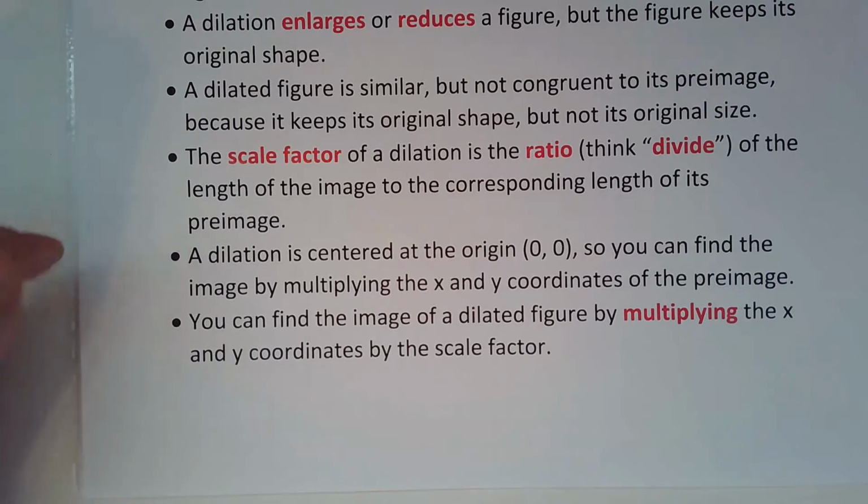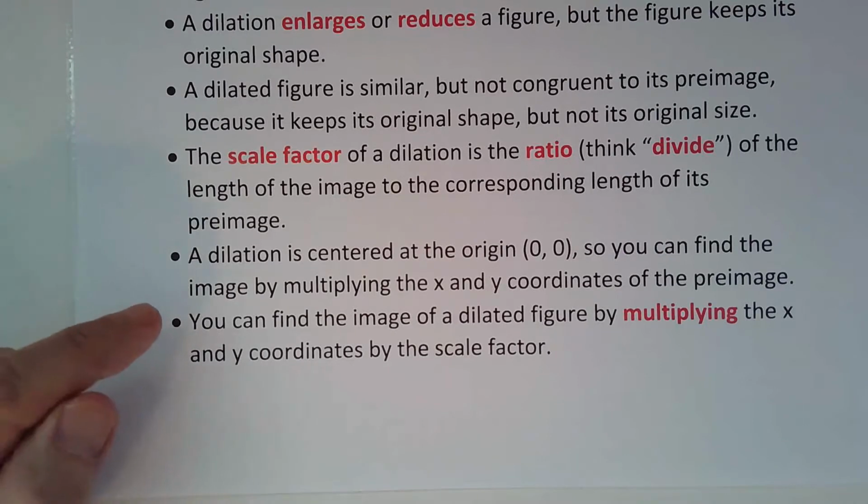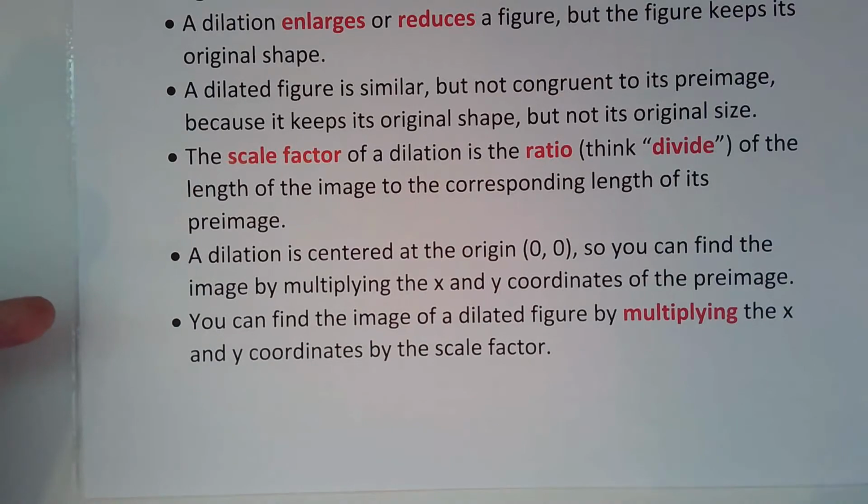A dilation is centered at the origin, which is, if you remember on your coordinate chart, x is 0, y is 0. So you can find the image by multiplying the x and y coordinates of the preimage. And so think of it this way. You can find the image of a dilated figure by multiplying the x and y coordinates by the scale factor. That's basically saying the same thing in two different ways.